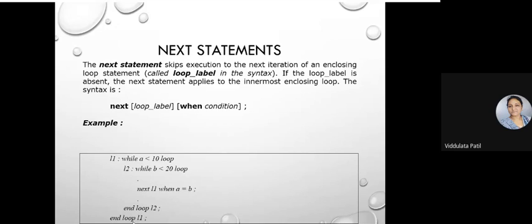म्हणजेच या केसमध्ये काय होणार आहे, ते एक्झिक्यूट कधीपर्यंत होईल L2 लूप, जोपर्यंत A इक्वल टू B असणार नाही तोपर्यंत. Whenever A equal to B happens, when this condition becomes true, it will go to the next L1. Okay, म्हणजे तो L1 ला loop execute करेल. Okay, so this is the next statement.